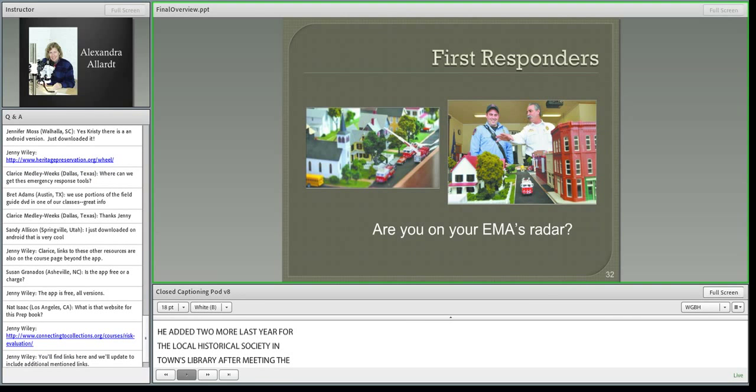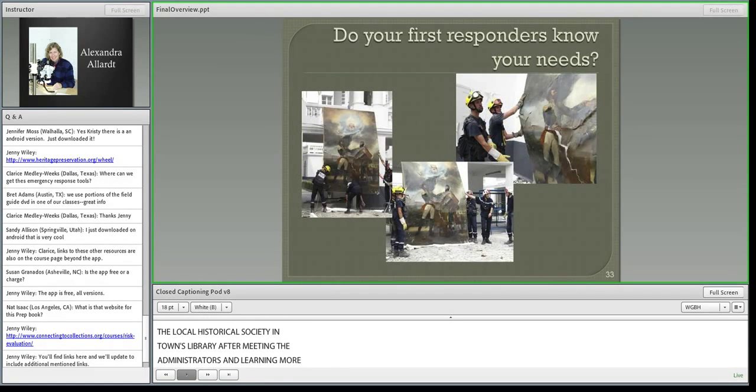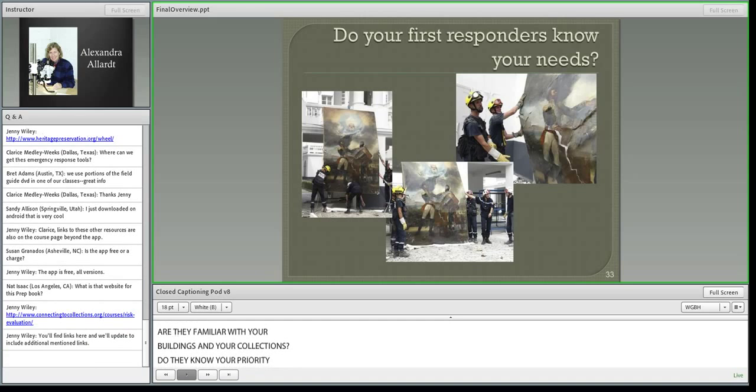Do they know how to communicate and organize their response? Do you know what they do when they come to your site? Do your first responders know your needs? Are they familiar with your buildings and your collections? Do they know your priority collection? Working before a disaster with first responders is really important. And I hope you can see in these images, although well-intended, these first responders were more than confused as to how to handle or what to do to save or store or handle this important painting.